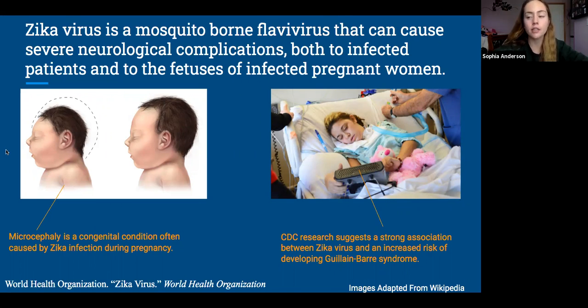below average intelligence. The image to the right shows a young woman suffering from Guillain-Barré syndrome, a rare disorder in which the body's immune system attacks the nerves. Symptoms begin as mere weaknesses and tingling in the extremities, but can quickly spread to full body paralysis. As of 2016, CDC research suggests a strong association between Zika virus and an increased risk of developing Guillain-Barré syndrome or other neurological disorders.